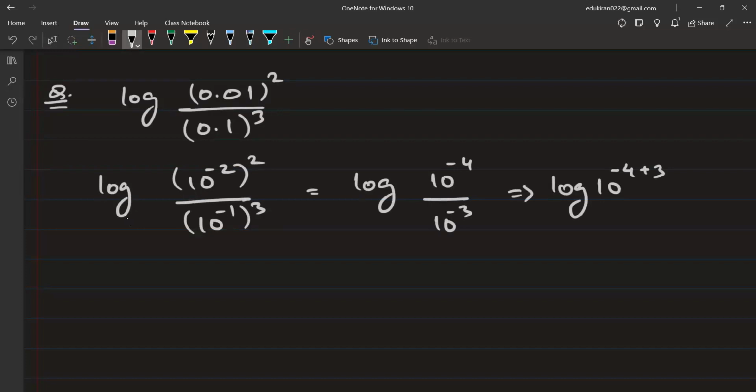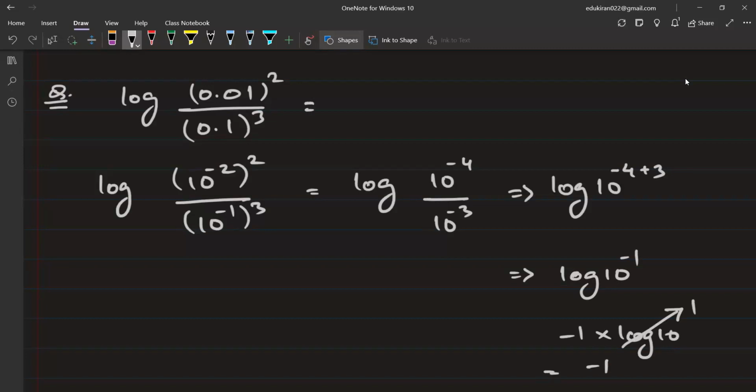सही है? हाँ या ना बताएं. Yes, sir. This will be equal to how much? Log of 10 to the power -1. Log of 10 to the power -1 है, तो -1 अब नीचे आ जाएगा, तो -1 into log 10. और log 10 की वैल्यू क्या हो जाएगी? What is the value of log 10? 1. ठीक है, तो वैल्यू क्या आ गई? -1. So this is equal to -1. बात समझ में आ रही है सबको? Yes, sir.